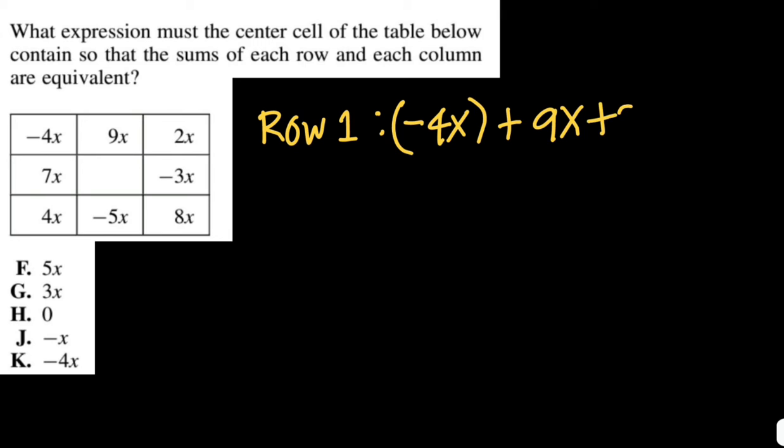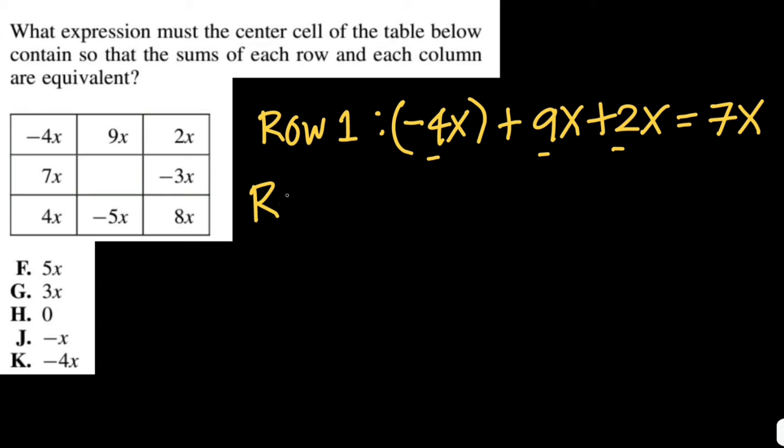So for row 1, this one, we have negative 4x plus 9x plus 2x. They are like terms, so we just have to add up the coefficients. So we have negative 4 plus 9, which is positive 5, plus 2, that is 7. So the sum of row 1 is 7x.